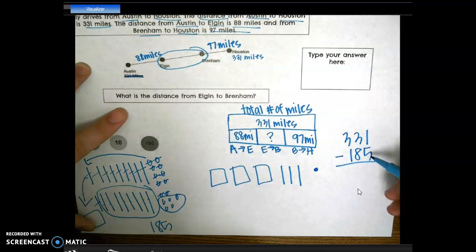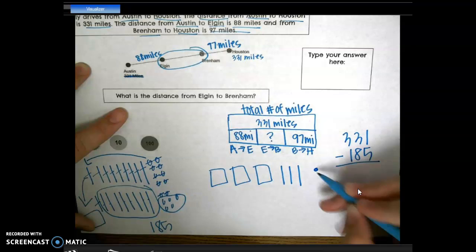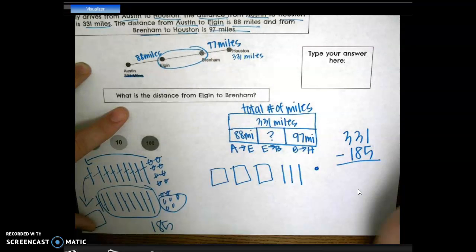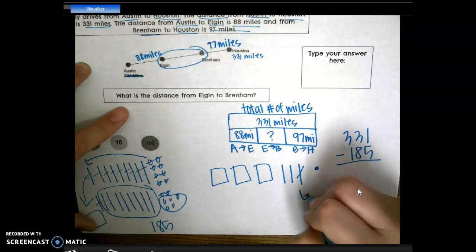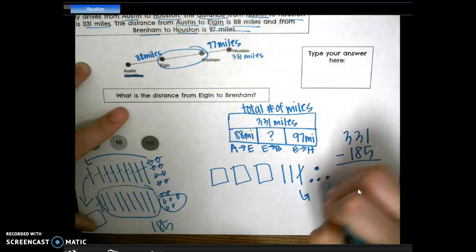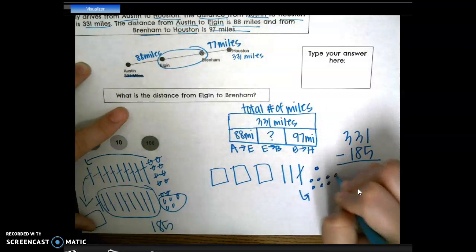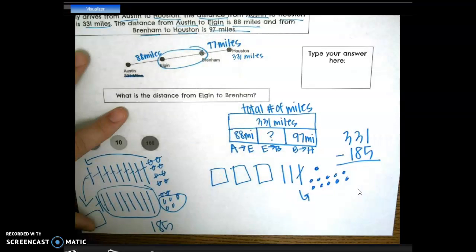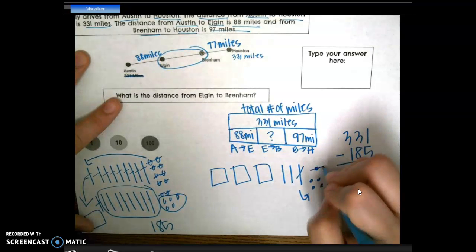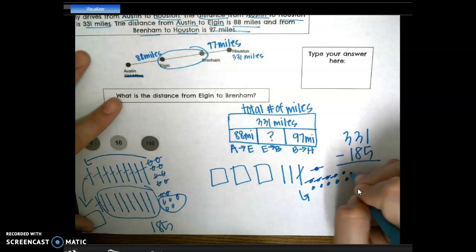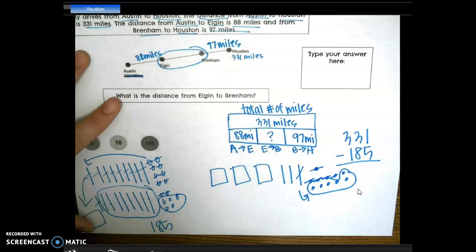Can I take 5 ones away from 1 one? No, you cannot, so you need to regroup. 1, 2, 3, 4, 5, 6, 7, 8, 9, 10. Now I can take away 5 ones. 1, 2, 3, 4, 5. I'm going to circle what I have left over.